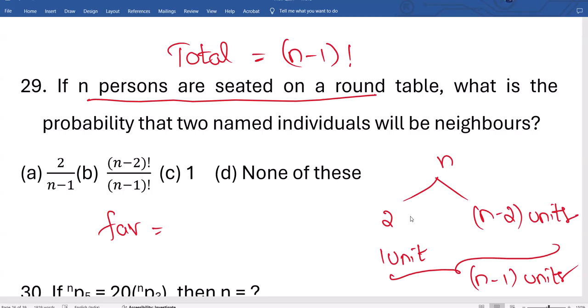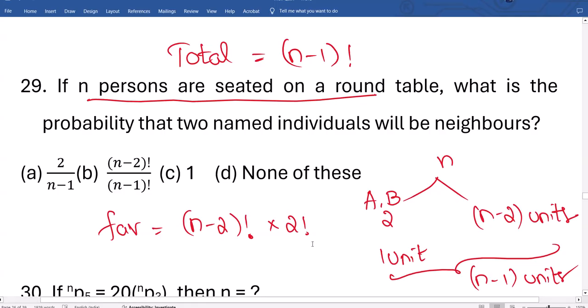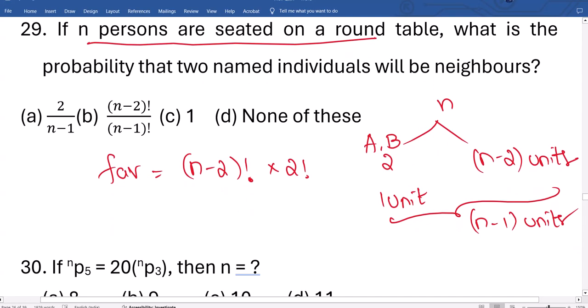Let us say A and B. These two people are together, they said. We should consider those two as one unit. They are like one unit, right? So then we have to go for n minus 2 factorial into 2 factorial. Why into 2 extra? Yes, that A and B can be arranged as A, B or B, A, right.